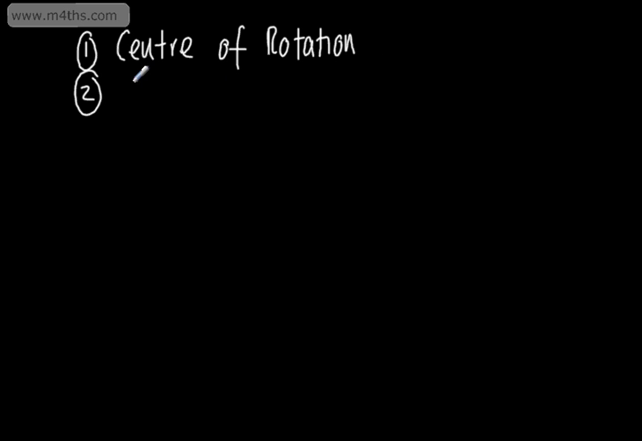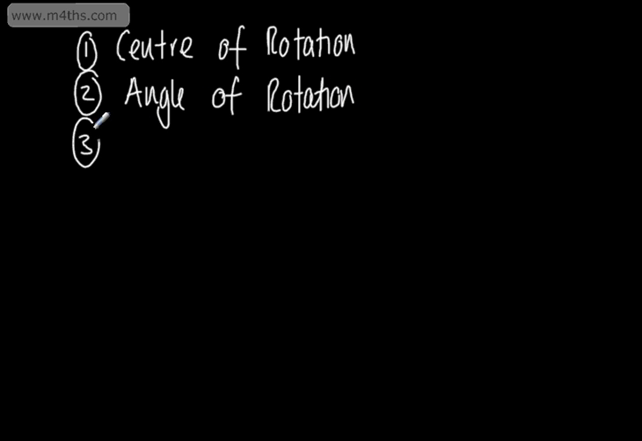The second one is the angle of rotation. Generally speaking, we will have multiples of 90 degrees. So 90, 180, 270, 360, and so on. So we've got an angle of rotation. Finally, we have a direction of rotation. The direction is either clockwise or anti-clockwise. So direction of rotation. So let's go ahead and look at some examples of each.